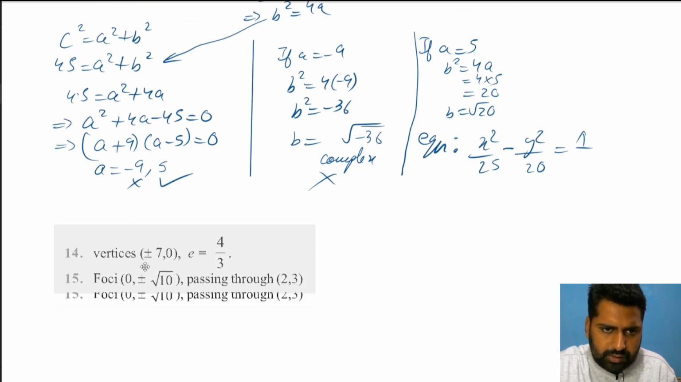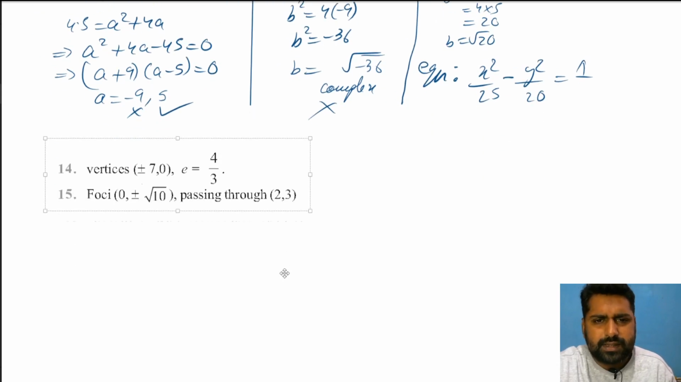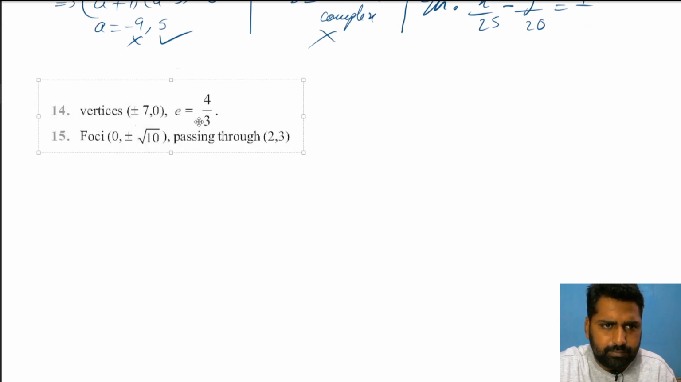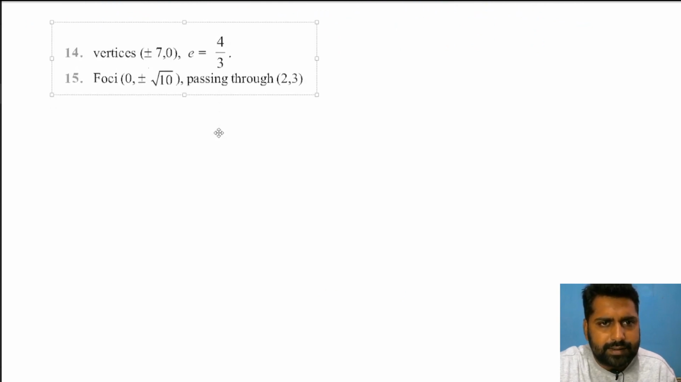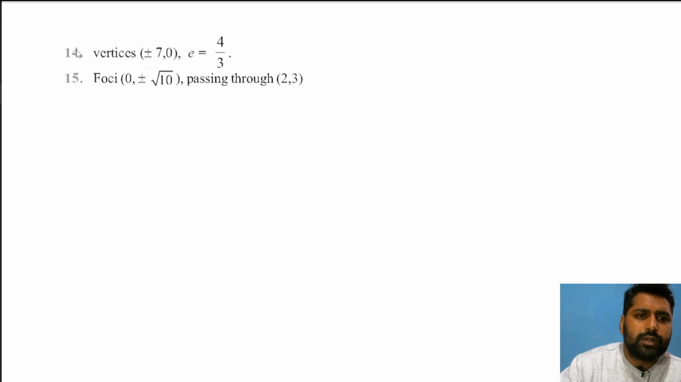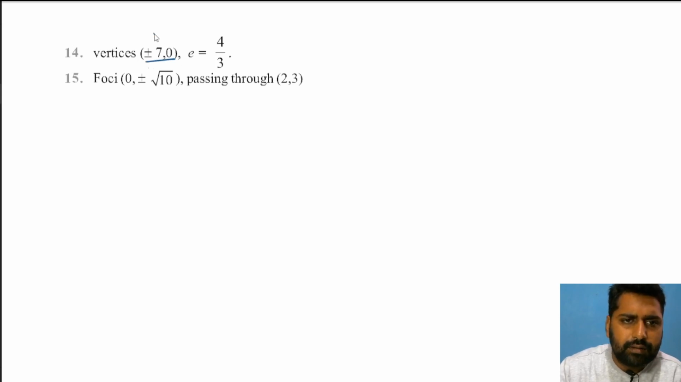All right. Last 2 questions and this chapter ends here. Let's look at the question. He's saying vertices, again it's on the x-axis, so the equation will be x square by a square minus y square by b square equal to 1.